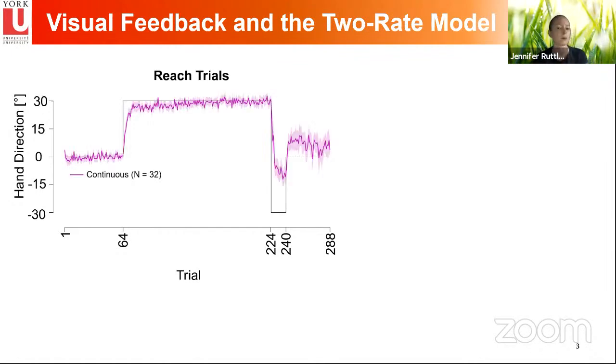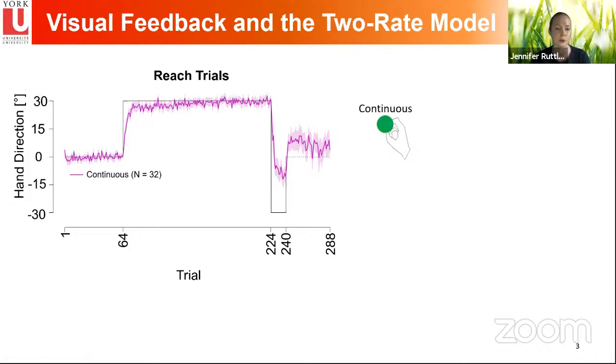The first one is the common one that we all probably know, and this is what we called continuous feedback. So the cursor was visible the entire time the participant moved out to the target. On the left here, they did great during aligned, and they were able to learn the rotation really fast. They tried to learn the counter rotation, and then they show us this really nice and iconic rebound during those clamp trials, rebounding back to the performance they did during the first learning phase, based on the slow process of the model.